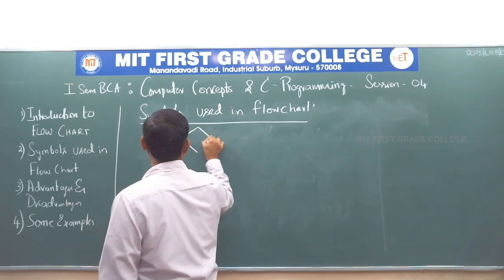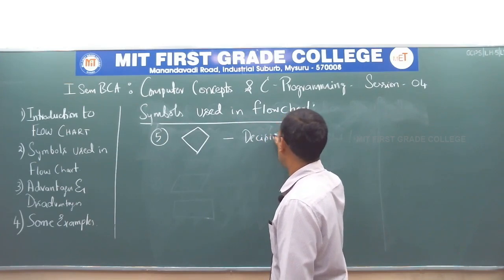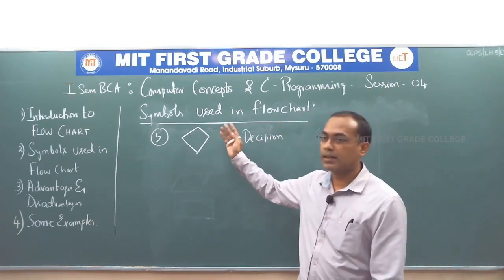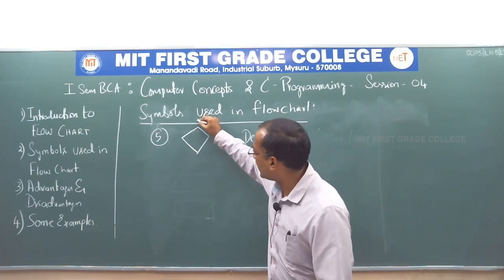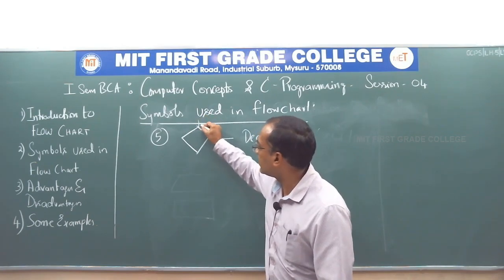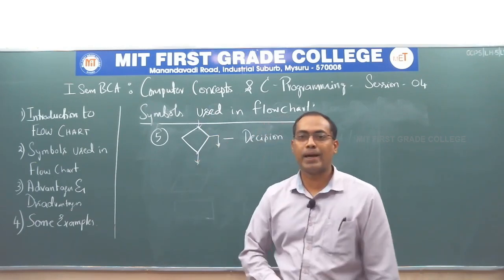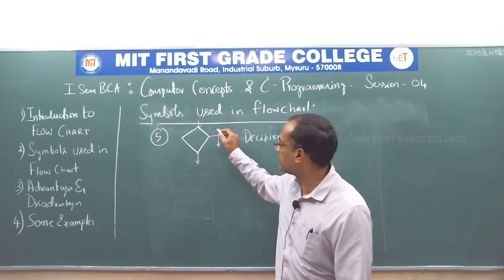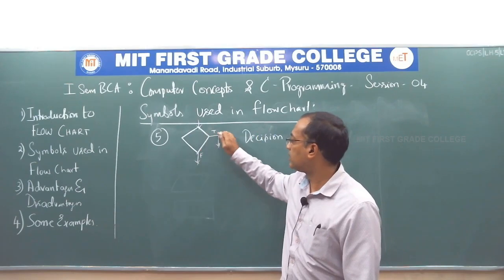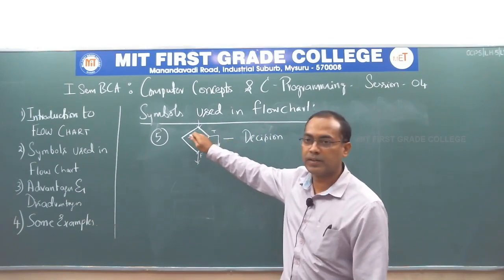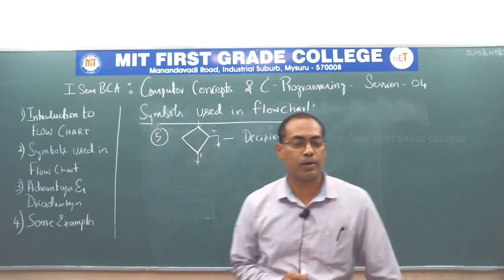The next symbol is a diamond symbol, which is used to represent a decision. Students, decision is nothing but a question. So that question test will be taken over here. It contains one input arrow and two output arrows. These two output arrows are Boolean in nature, which means it will have either true or false. So if it is true, the flow will go from this end. If it is false, based on the decision, the flow will go from the other arrow.